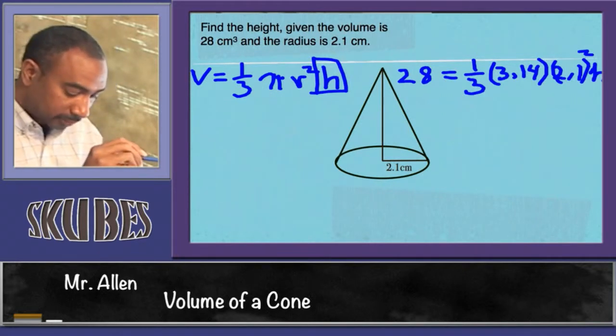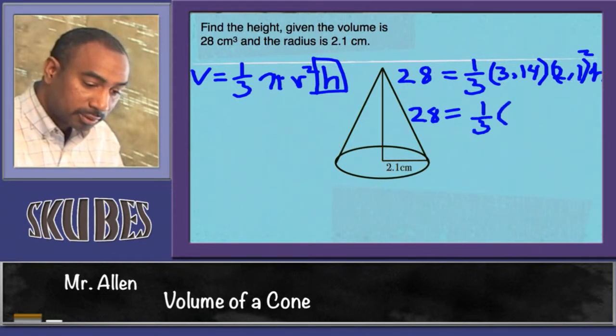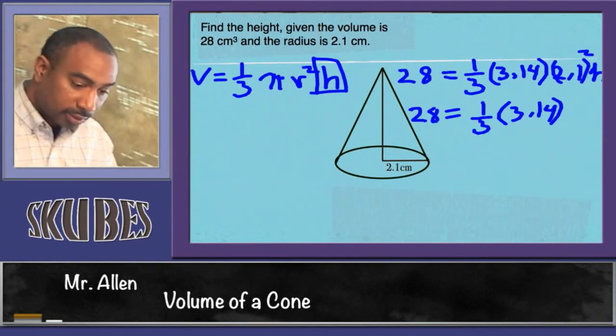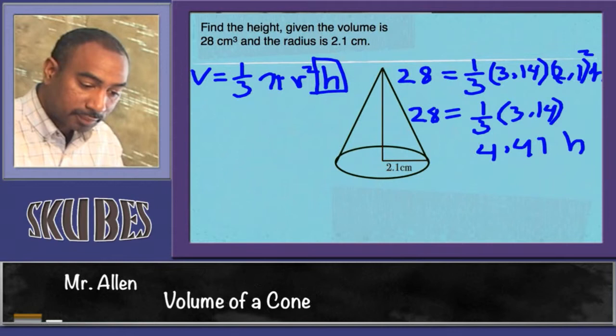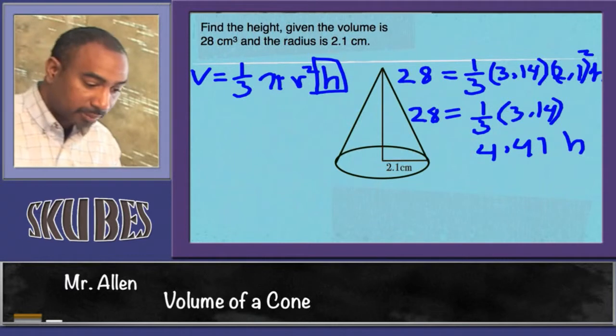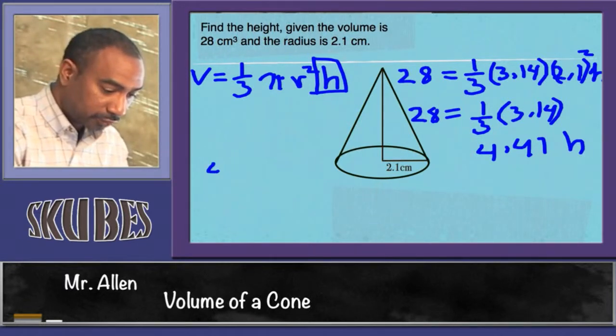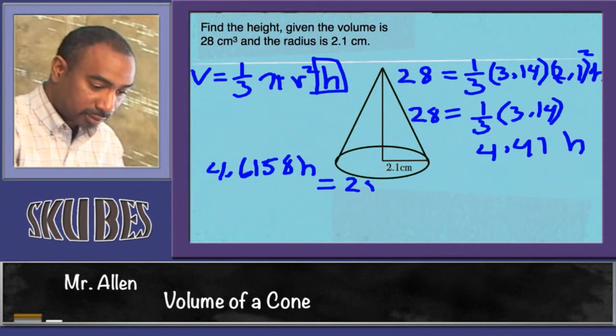So when you simplify this, you get 28 equals 1/3 times 3.14. Don't forget to square that first. That's approximately 4.41 times the height. And when you simplify this, you're going to wind up with 4.6158 times the height equals 28. And what you're going to do is divide this number to both sides.